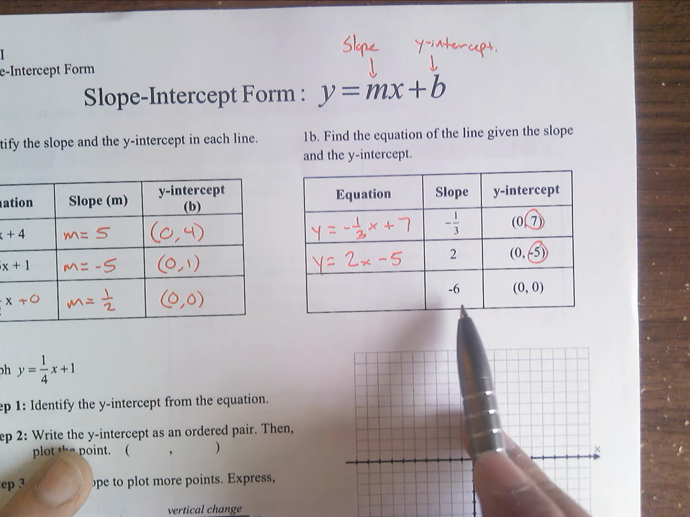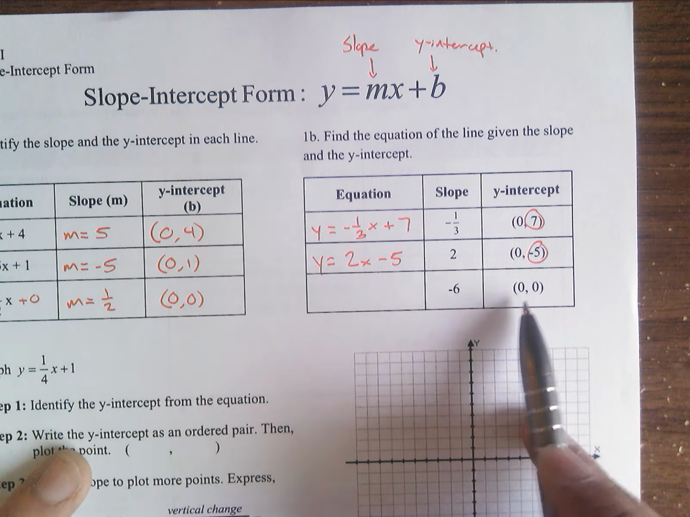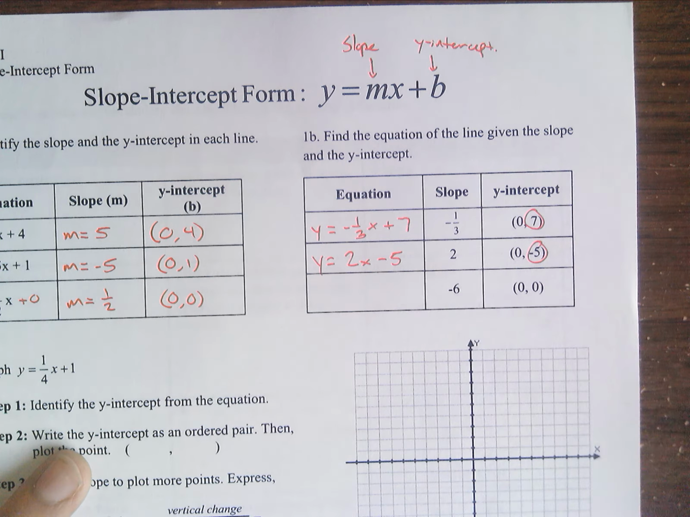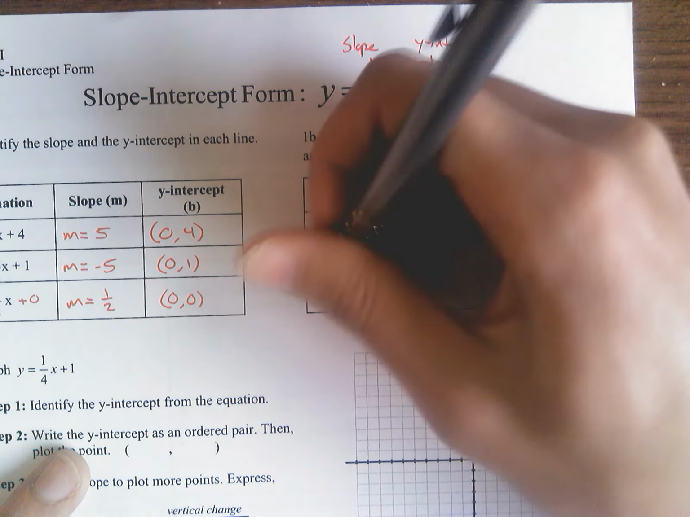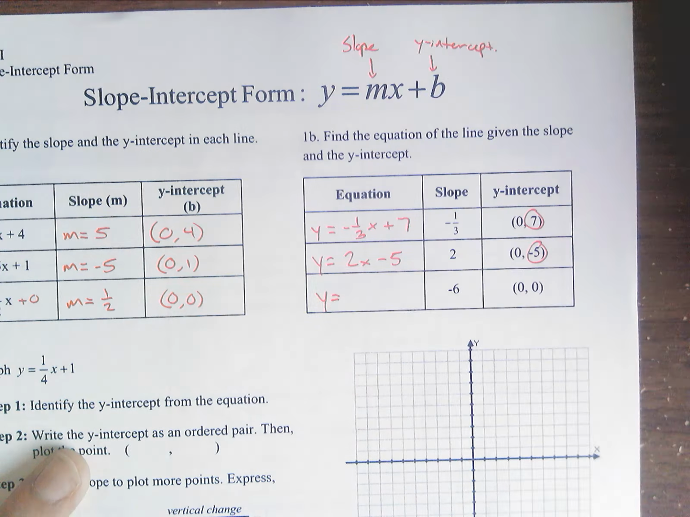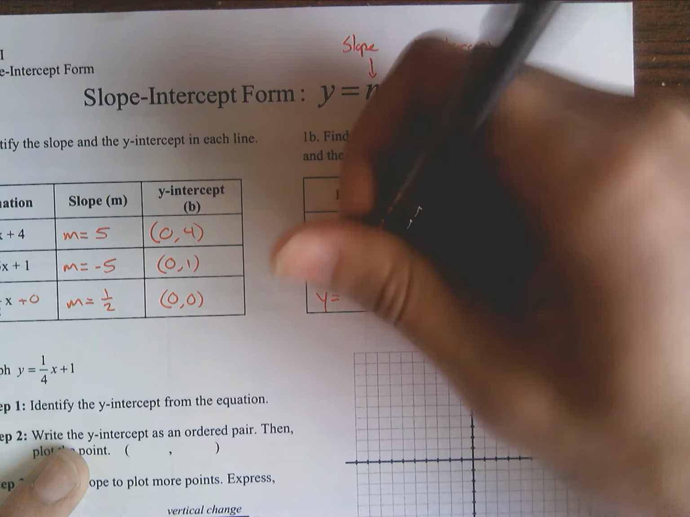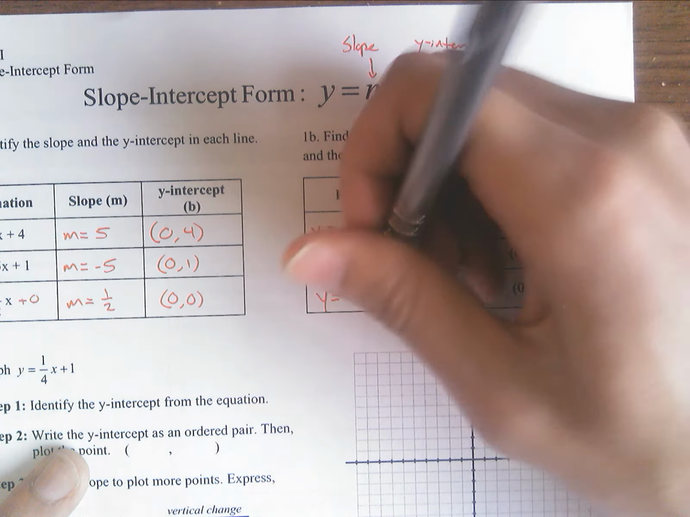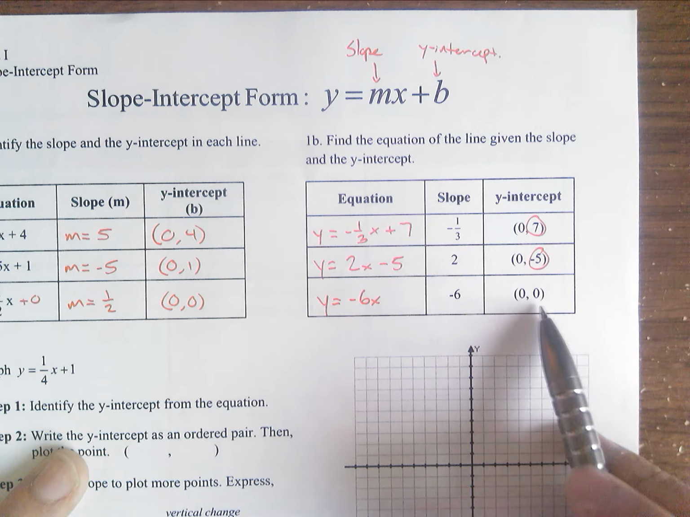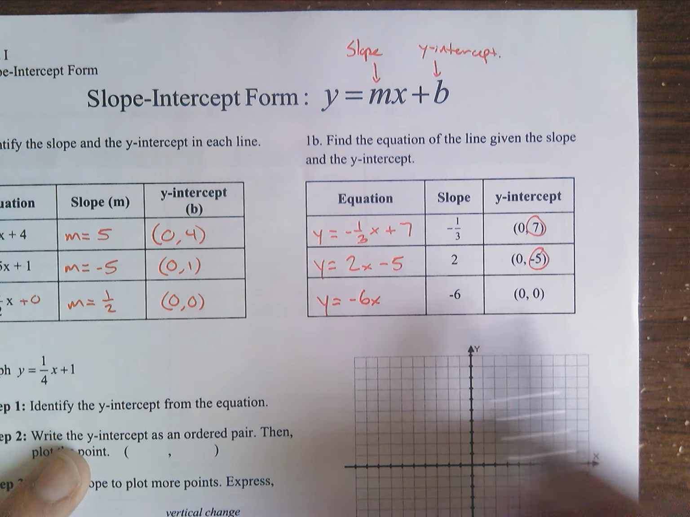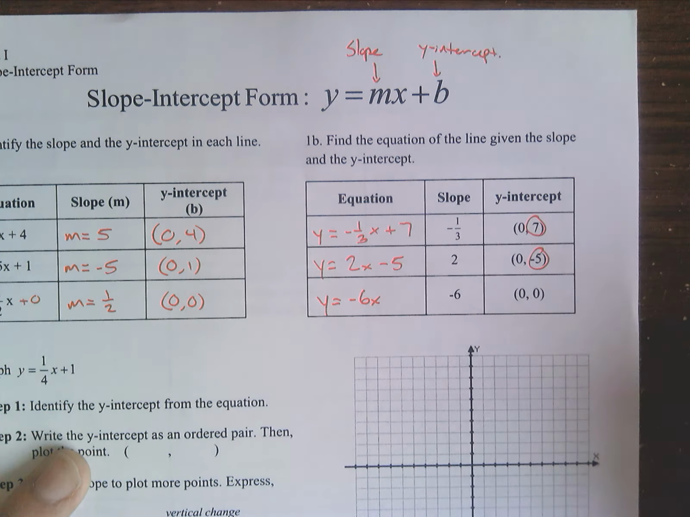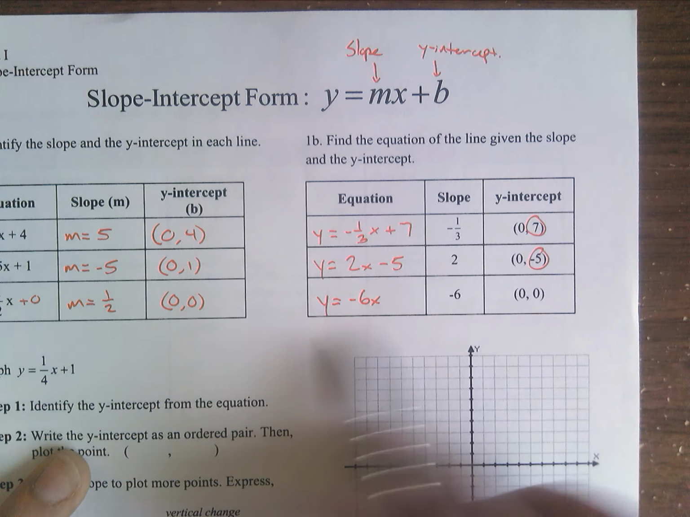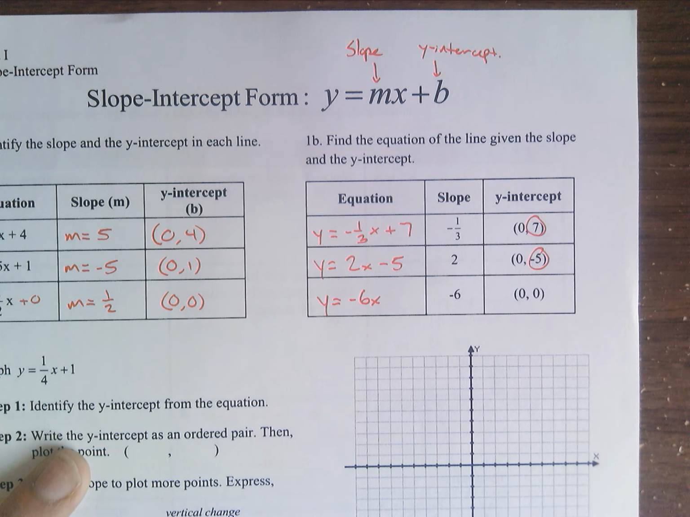Okay, so now we have slope of negative 6 and the y-intercept on the origin, (0, 0). So y equals mx plus b. m is negative 6, so negative 6x plus b. Well, our y-intercept is 0, so we could write plus 0, or you don't have to write anything at all. You can just leave it as y equals negative 6x.